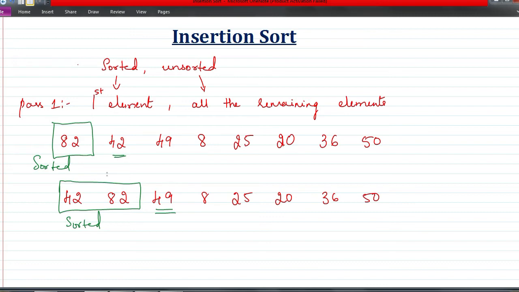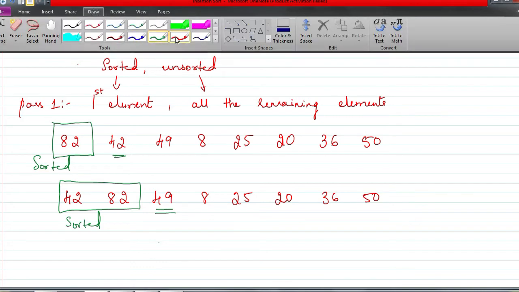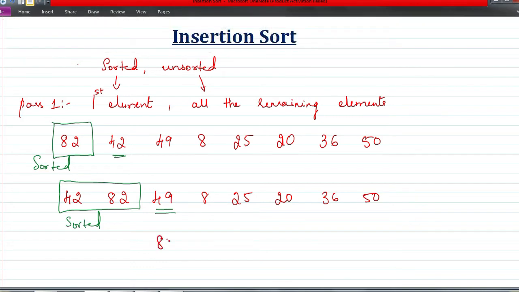So 42 is less than 49. The next element is 82, right? It is greater than 49, so it is shifted one position to the right. So 82 comes here, 49 goes here, and then this is 42. Now this is my sorted array. If you observe, the first three elements are in ascending order, right?